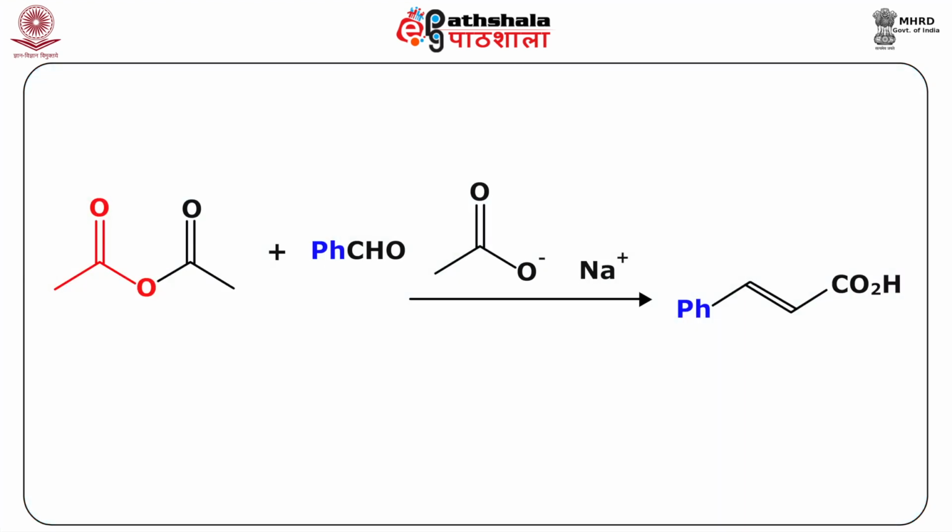Let us see how the reaction mechanism takes place. To understand the mechanism of the Perkin reaction, let us consider the reaction of acetic anhydride with benzaldehyde as the aromatic aldehyde in the presence of sodium acetate to produce cinnamic acid. The reaction is as shown here: benzaldehyde with acetic anhydride in the presence of sodium acetate, followed by hydrolysis, gives cinnamic acid.